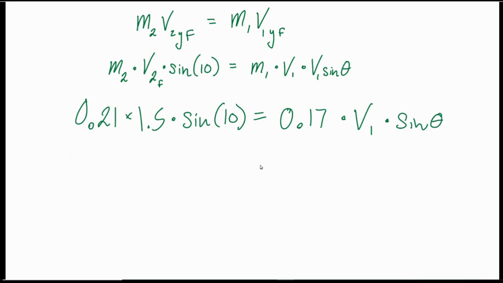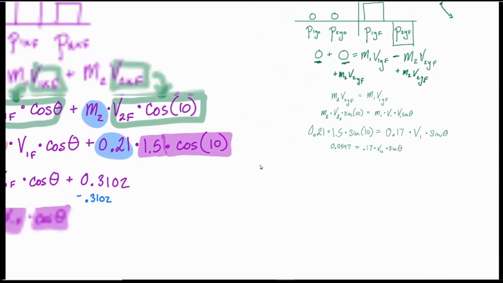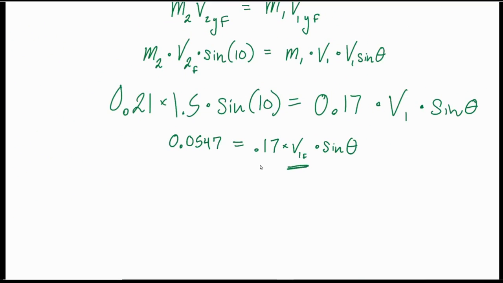So now I just need to multiply this into my calculator. So this on the left side will become 0.0547, and that'll be equal to 0.17 times the final velocity of V1 times sine theta. All right, so we're getting somewhere, but I still don't know V1 final and theta.